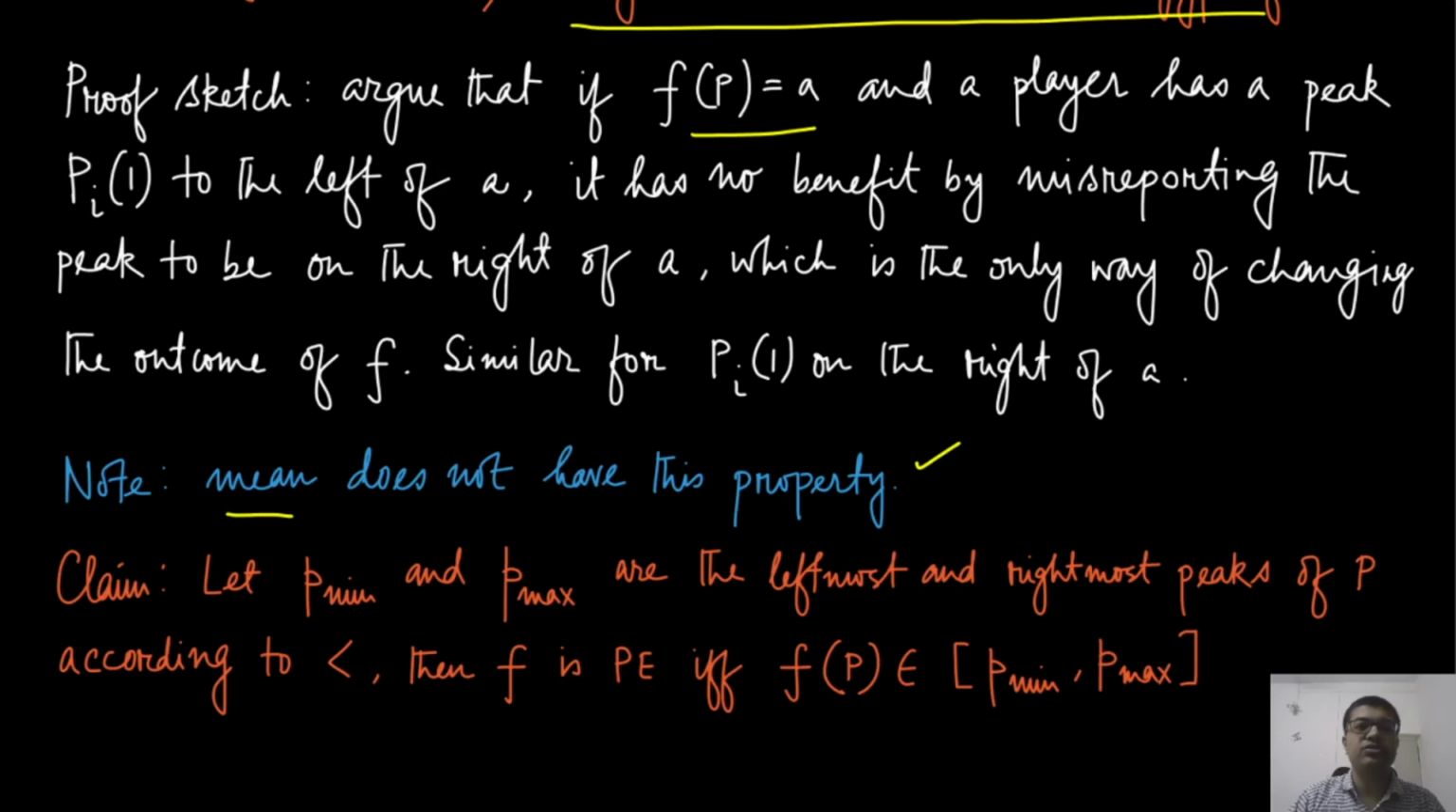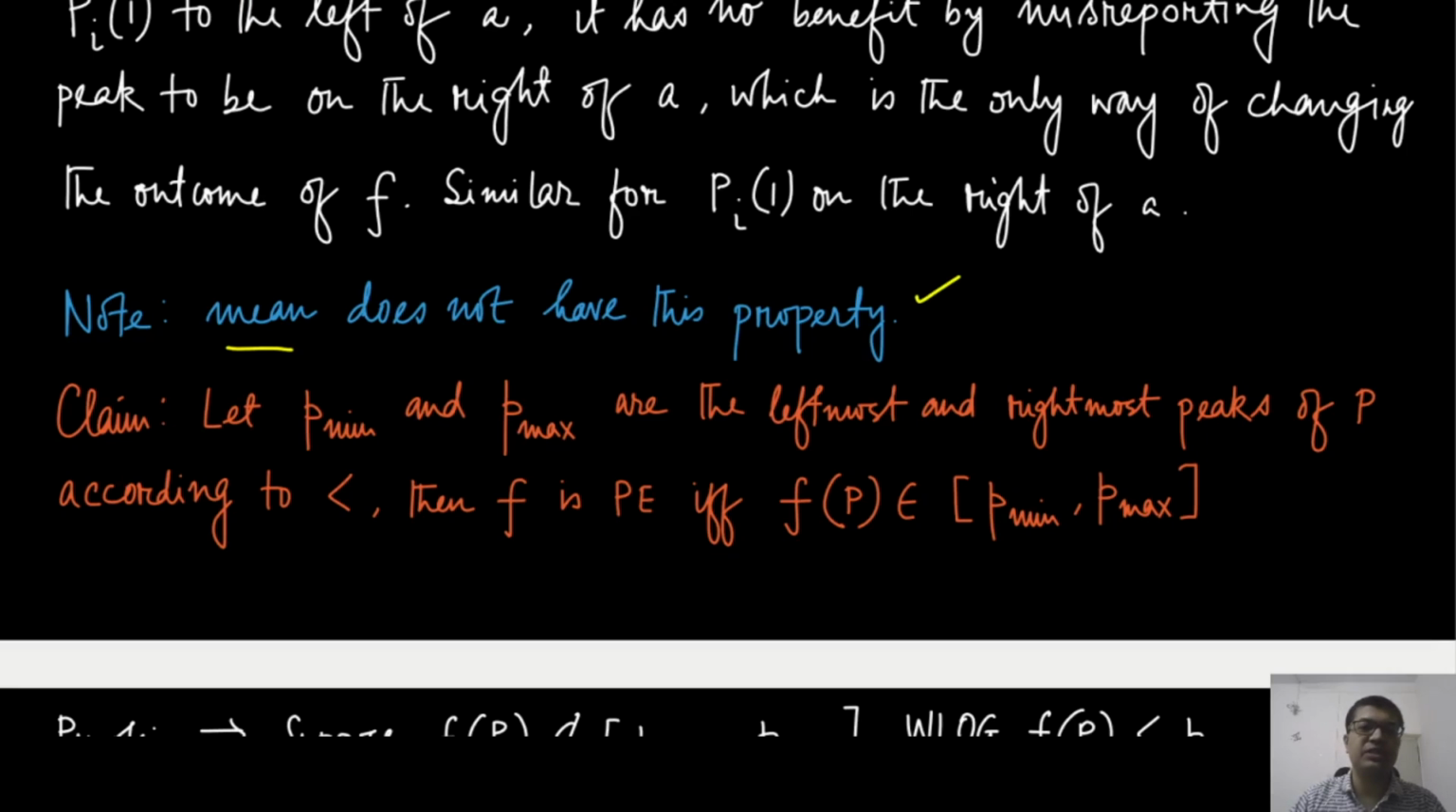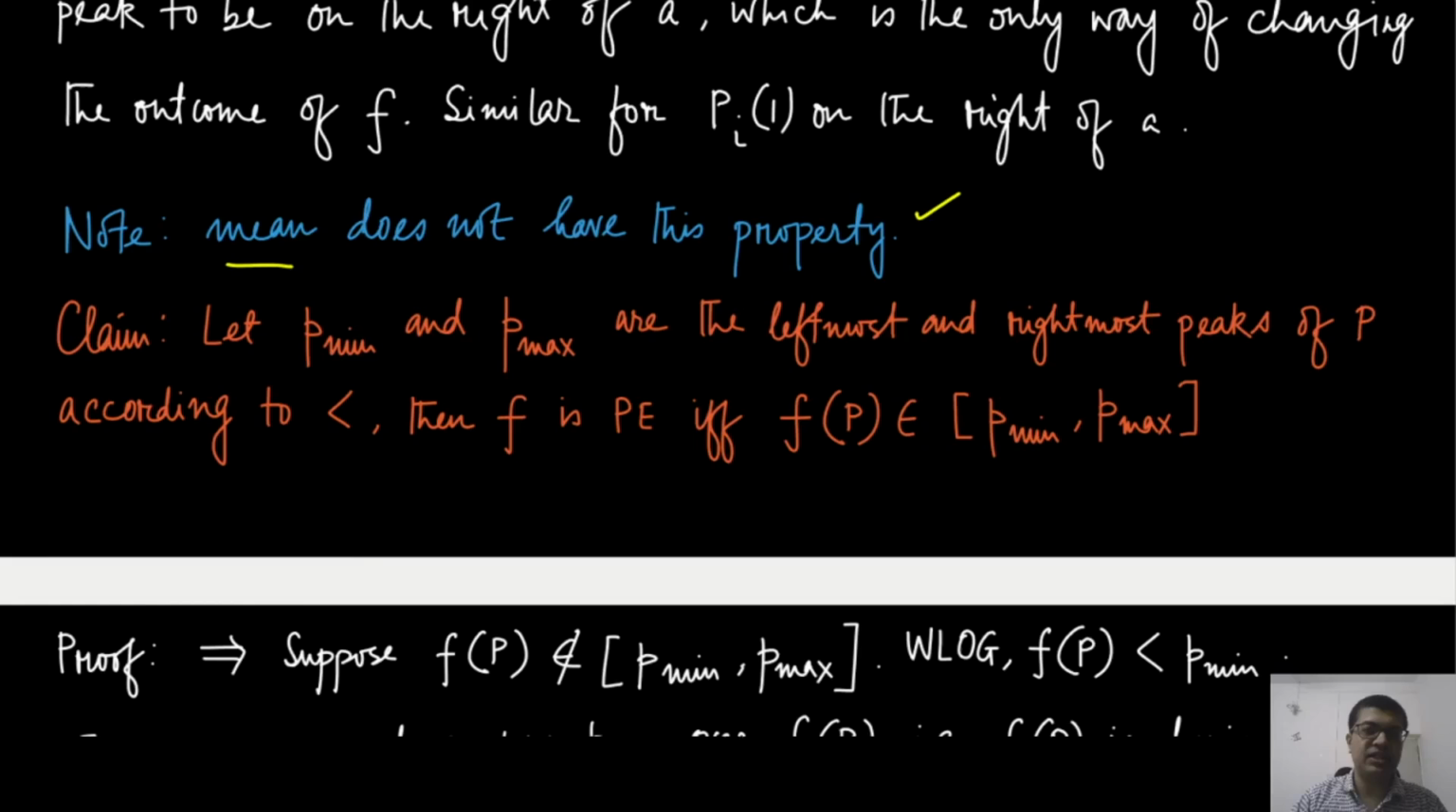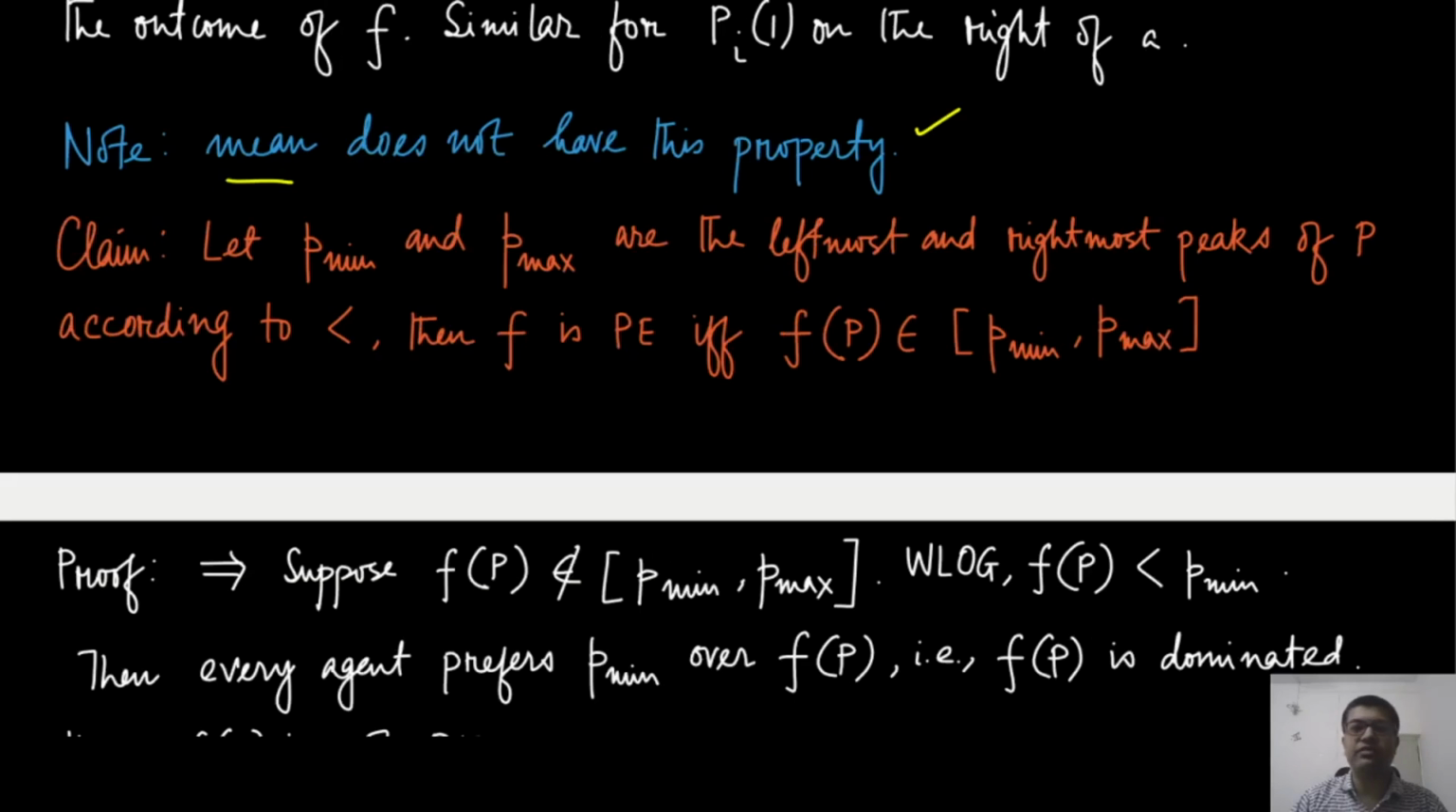For that, we need to prove certain intermediate results. One of these intermediate results is the following claim. Suppose P min and P max are the leftmost and rightmost peaks of this preference profile. When the players submit a preference profile P, find out what the minimum peak is, that is P min, and the maximum is P max. This ordering is with respect to the natural ordering over these alternatives.